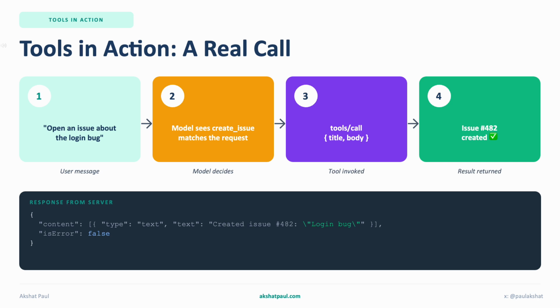This is the actual shape of a tool result in MCP. A content array with the response text and an is-error flag so the model knows whether the call succeeded or failed. This loop, natural language in, structured action out, is the entire value proposition of tools. The user never had to know the function signature. The model bridged that gap.